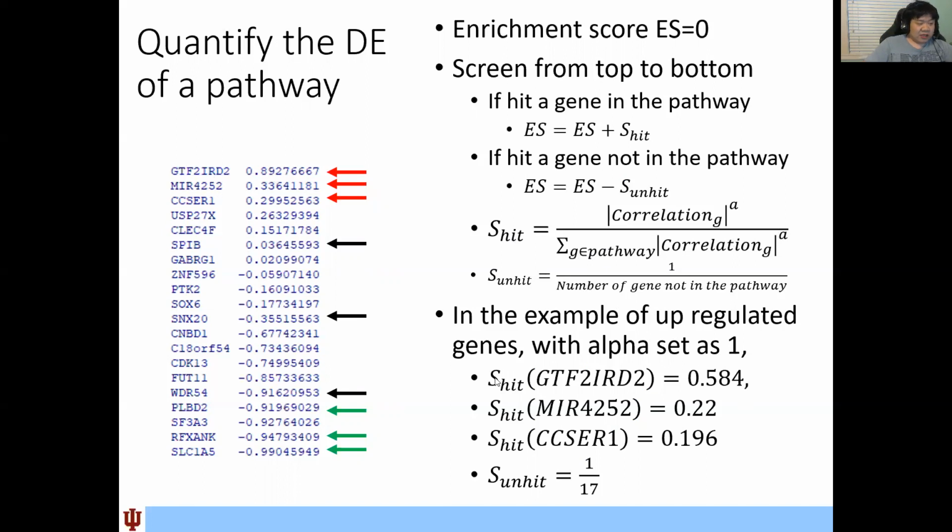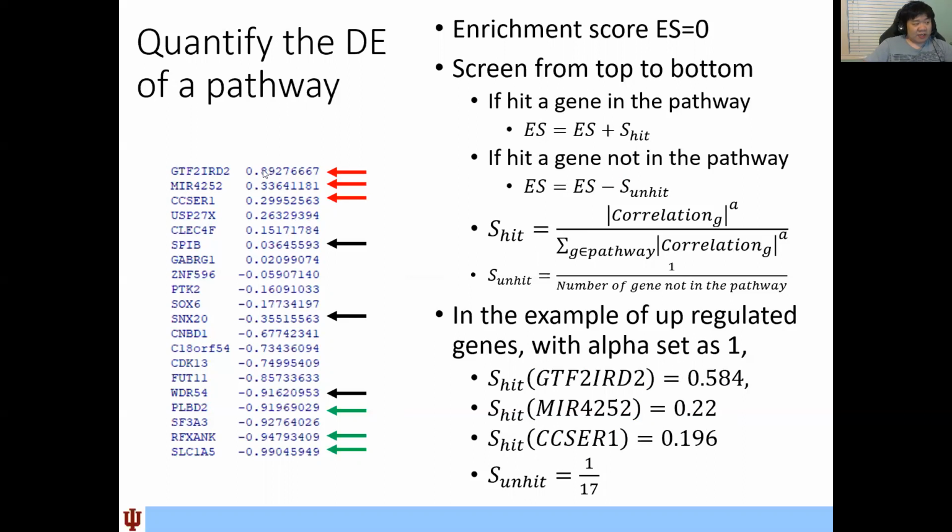So if the pathway is formed by these three genes, the S hit equals the correlation level divided by the sum of these three correlations, which is 0.584. Similarly, we can get the S hit of mirror is 0.22, and the S hit of CCS ER1 is 0.196. So then we may sum it.